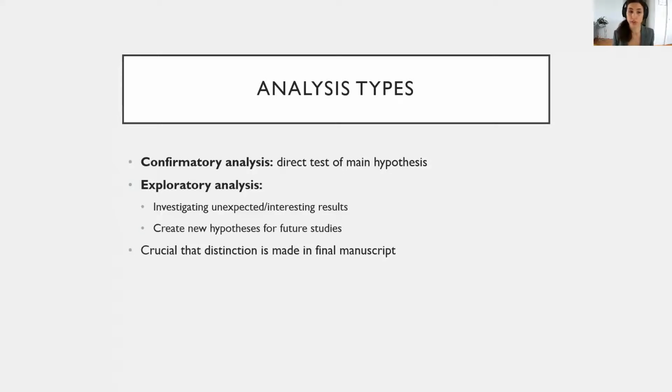You can include both confirmatory and exploratory analyses in your final manuscript. It's just crucial that the distinction is made. So if you're doing an exploratory analysis, include a simple phrase such as, an exploratory analysis found that X, Y, and Z. That lets other people reading your paper know that that particular test is not confirmatory and that it needs to be investigated further in future studies.